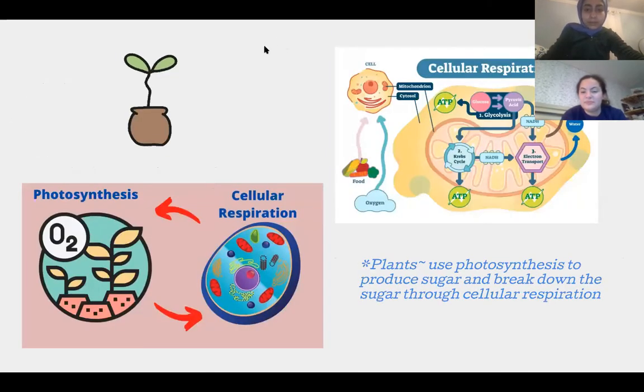So here is just a chart showing the process of cellular respiration, and that in plants they use photosynthesis to produce sugar, and then they break down the sugar through cellular respiration. And there's glycolysis, the Krebs cycle, and the electron transport chain. And this is just a review of how cellular respiration works.